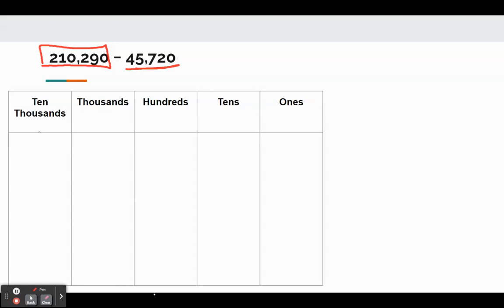So I'm actually going to go ahead and split this in half for a little bit. And this will be my 100,000. And this part will be my 10,000. Sorry about the confusion, guys.